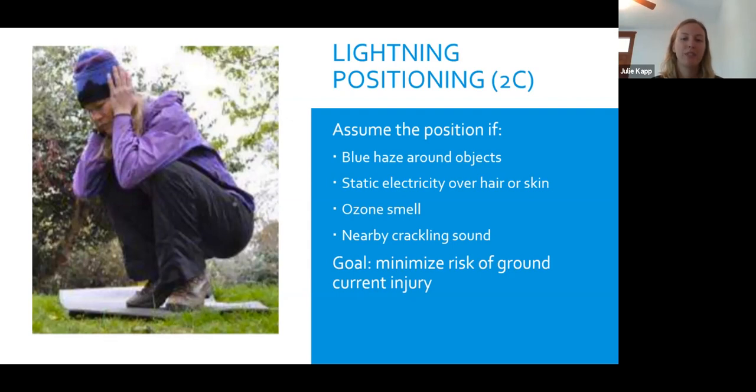However, it's only given a 2C recommendation because the evidence is low quality and it's uncertain whether the benefits clearly outweigh the risks or burdens. So other alternatives may be equally reasonable.